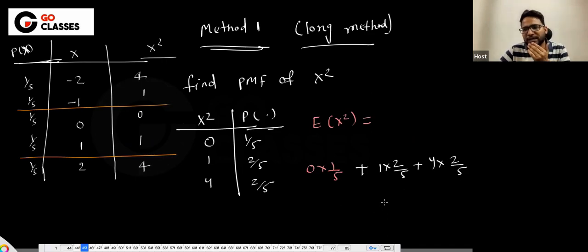Okay, whatever this number is, let's not worry about it. But this is one way. Can you find out the number? 8 plus 2, 10 by 5, which is 2, right? It is 10 by 5, that is coming out to be 2. So the expectation is coming out to be 2.